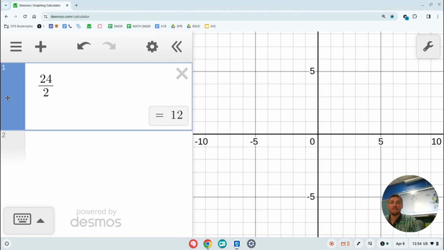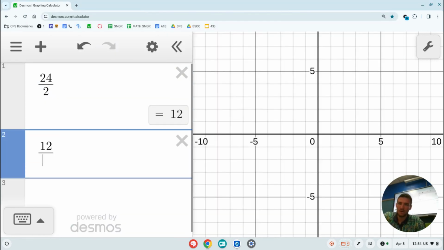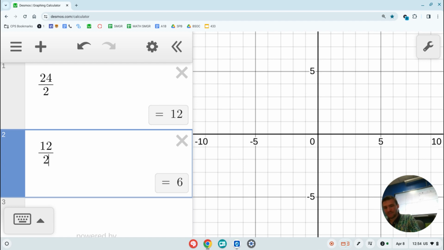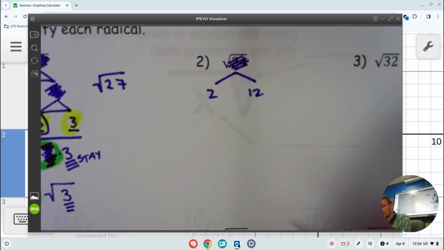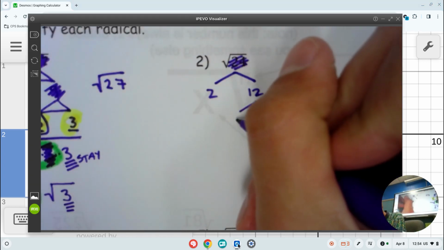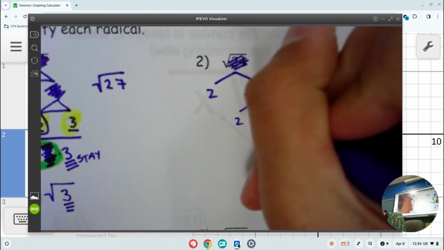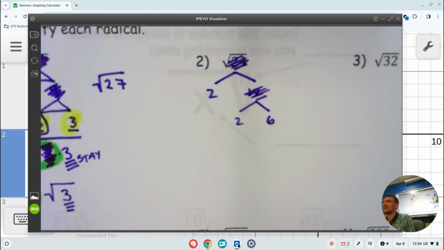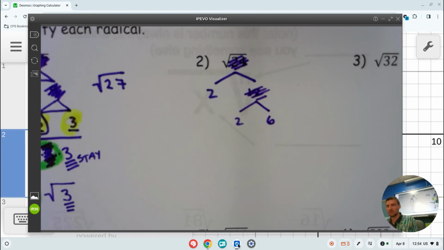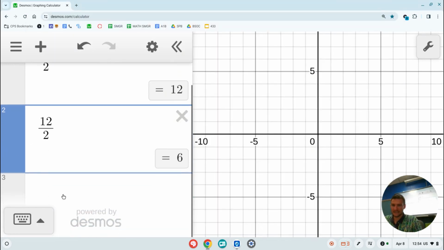What about 12? I'm going to go to Desmos. 12 divided by 2. Does that work? Yes. It's 6. So I'm going to split this up. 2 times 6. I can get rid of the 12 because it's not prime. Then I'm going to look at that 6. Does 6 divide by 2?